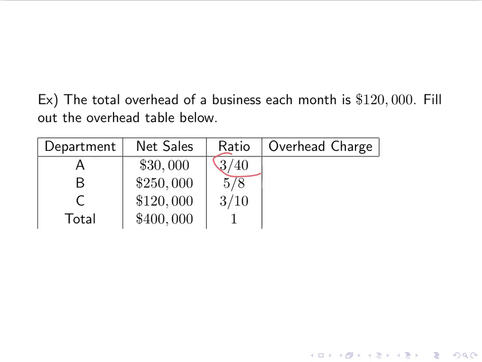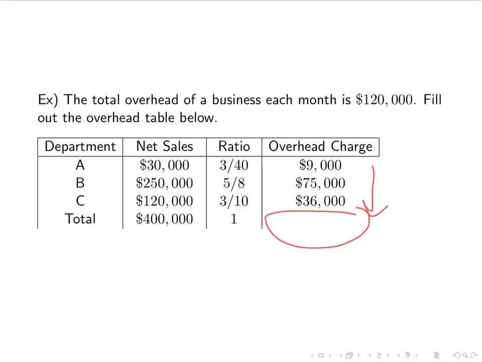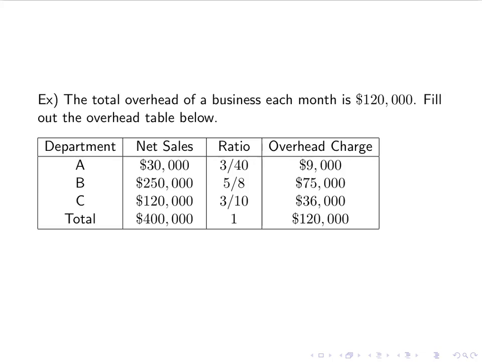Okay. Then again, the last step is to find the overhead per department. So I'm going to take my ratio, 3/40, multiply it by 120,000. And that gives me 9,000. Then I'm going to take my 5/8, multiply it by my 120,000. I get 75,000. Lastly, I'll take my 3/10, multiply it by 120,000, and get 36,000. And again, I need to finish off my table by finding the total overhead charge. So if I add these up, I better get 120,000. And I do. So again, I know that I did it correctly.